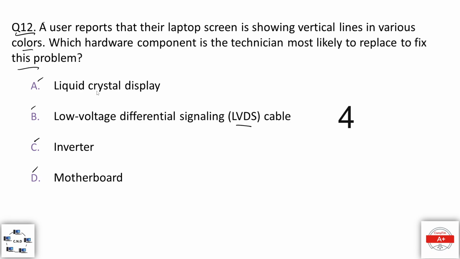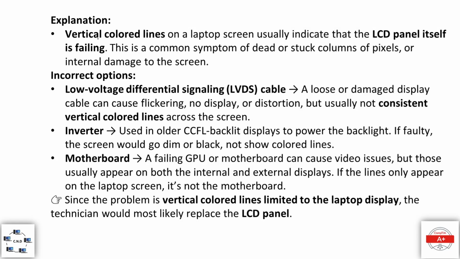And the correct option is option A, liquid crystal display or LCD. Vertical colored lines on a laptop screen usually indicate that the LCD panel itself is failing. This is a common symptom of dead or stuck columns of pixels or internal damage to the screen.